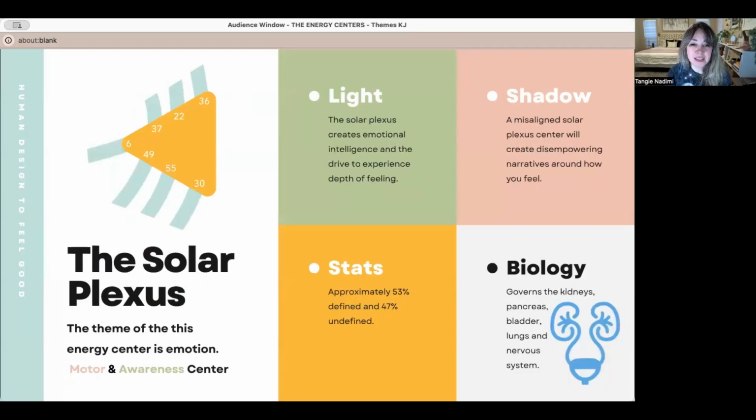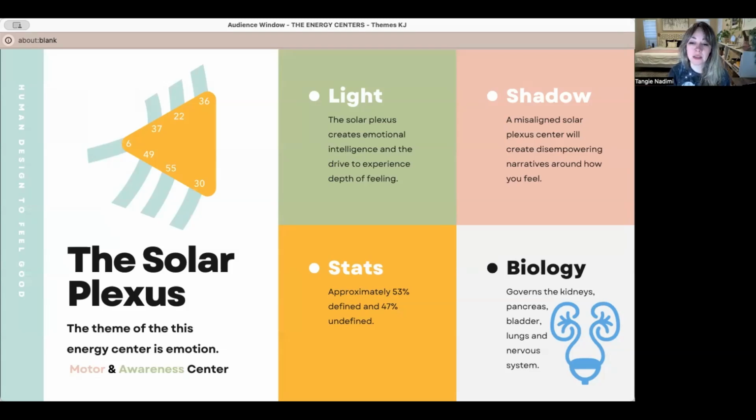Next, we have the solar plexus center. The theme of this energy center is emotion. It is both a motor center and an awareness center. So it creates emotional awareness, and it also creates the motorized energy for depth and thoroughness. The light of this center creates emotional intelligence and the drive to experience a depth of feeling. The shadow here, or the misalignment, would be disempowering narratives around emotions or how you feel, or around contrast and the challenges that we face in life. So 53% defined and 47% undefined.